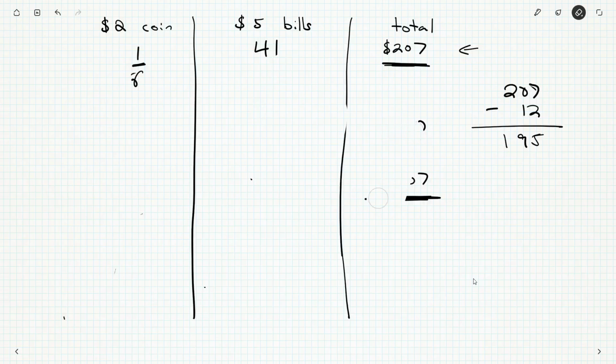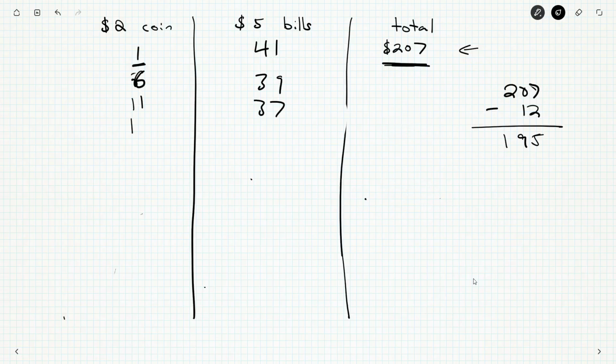And as long as we start doing this in a methodical pattern, we don't just start guessing, ooh, will 17 $2 coins work? We don't just bounce around. We do this in a methodical way. We'll find 11 works, and corresponding with that will be 37. And that also has a total of $207.